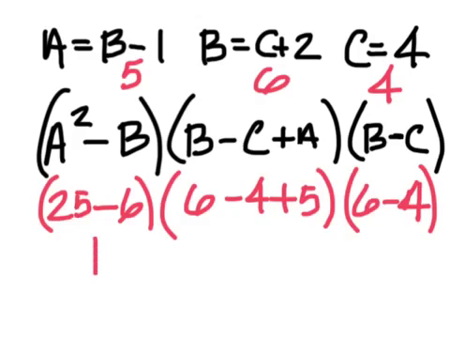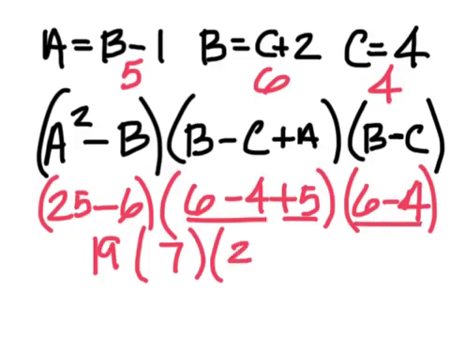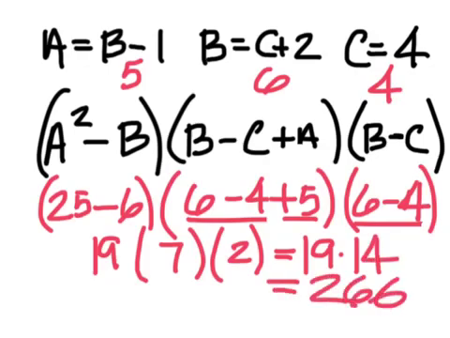So this is 19 times 2 plus 5 is 7. And 6 minus 4 is 2. It boils down to 19 times 14, which should come out to be 266.